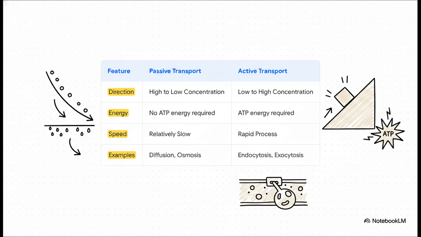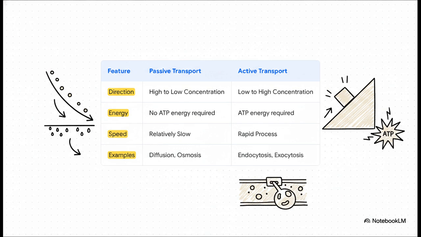Now, this is something that trips a lot of people up. How do things actually get across that border? Well, there are two main ways. First, you've got passive transport. This is the easy one. It's like rolling a ball downhill. It just happens naturally, no energy needed. Things simply move from where there's a lot of them to where there's less.